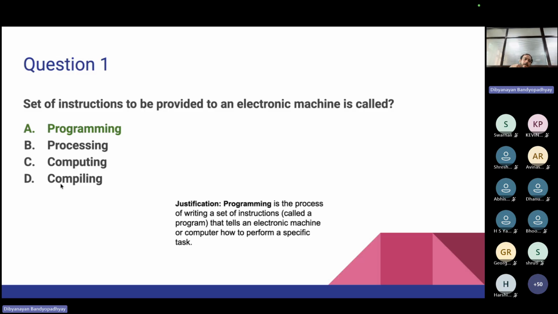Compiling is basically making the machine understand whatever you have provided. So that is the compiling process. After compilation, the machine actually executes the instruction. That is computing, and the whole thing is basically called processing. But the end-to-end thing where you write the set of instruction and provide it, that is programming actually.